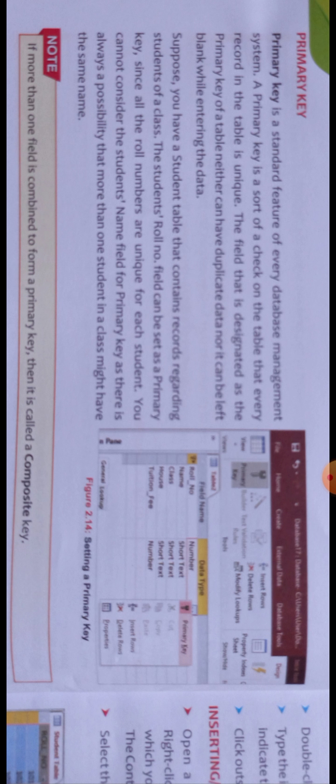If more than one field is combined to form a primary key, then it is called a composite key. That is, we can also set the primary key on more than one field in some special cases.